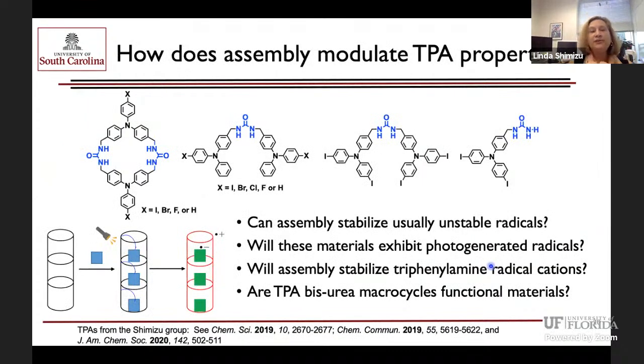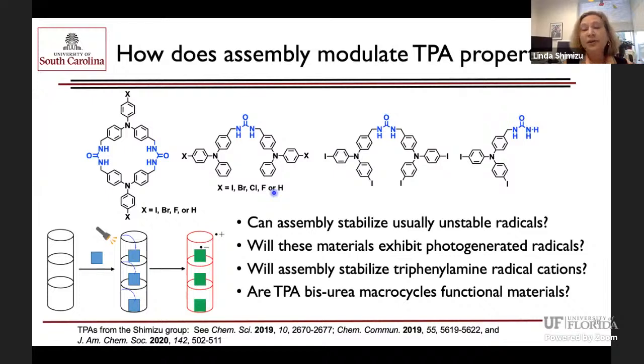So our question is, how does assembly modulate these properties, the TPA properties? And we've made a series of compounds that we're reporting now that have the triphenylamines constrained within a macrocyclic bisurea. And so we've made the ones that have the para position either as a hydrogen, fluorine, bromine, or an iodine. I'll talk mostly about the bromine derivatives today.